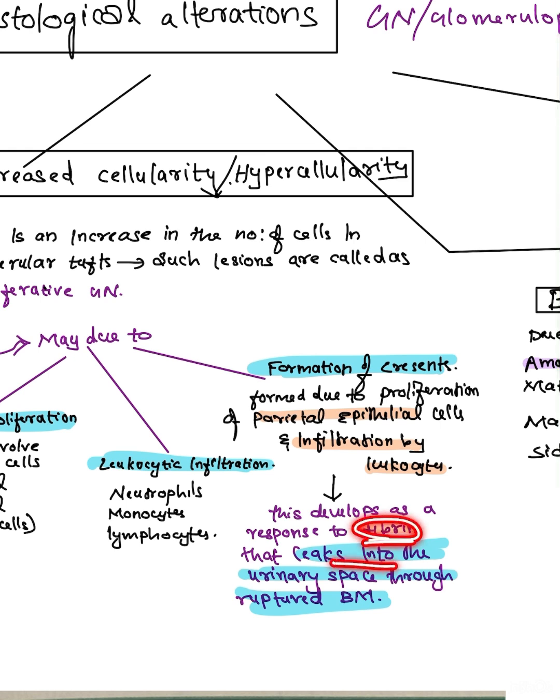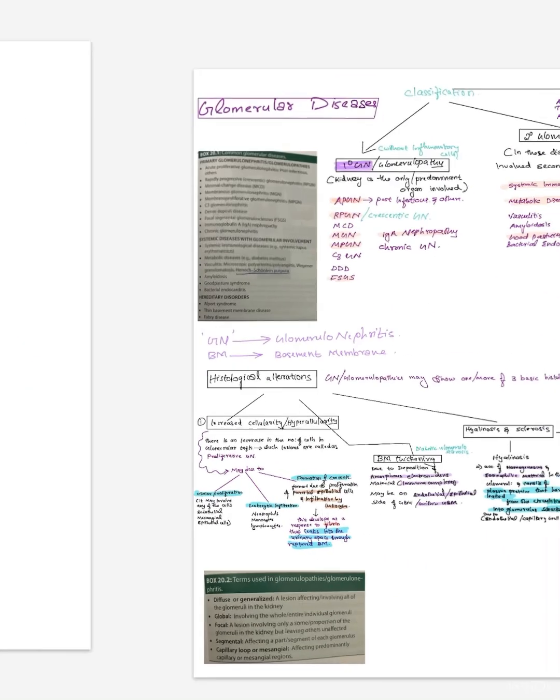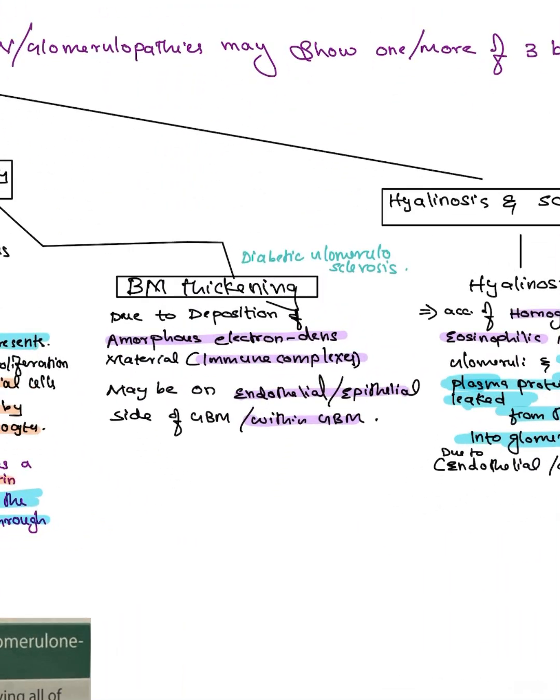Fibrin leaks into the urinary space through the ruptured basement membrane. There is a rupture in the basement membrane, so this fibrin leaks into the urinary space. Then there is a proliferation of the parietal epithelial cells, and thus the formation of crescents occurs. Then the next histological alteration is basement membrane thickening.